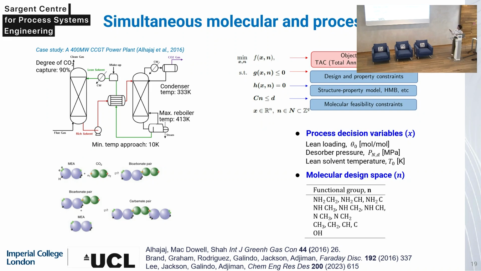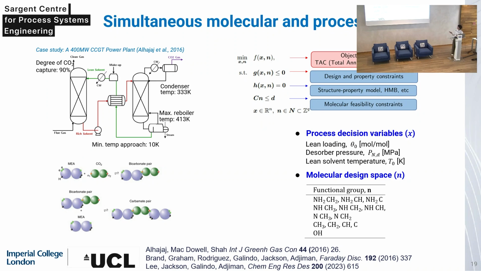And we are moving in the space of process decision variables. So we're trying to maximize the lean loading, minimize the desorber pressure, and then control the lean solvent temperature. The temperature of the solvent, for example, how much heat we need to regenerate the solvent, is a big issue in these processes. Okay? And we move in the space of molecular design.